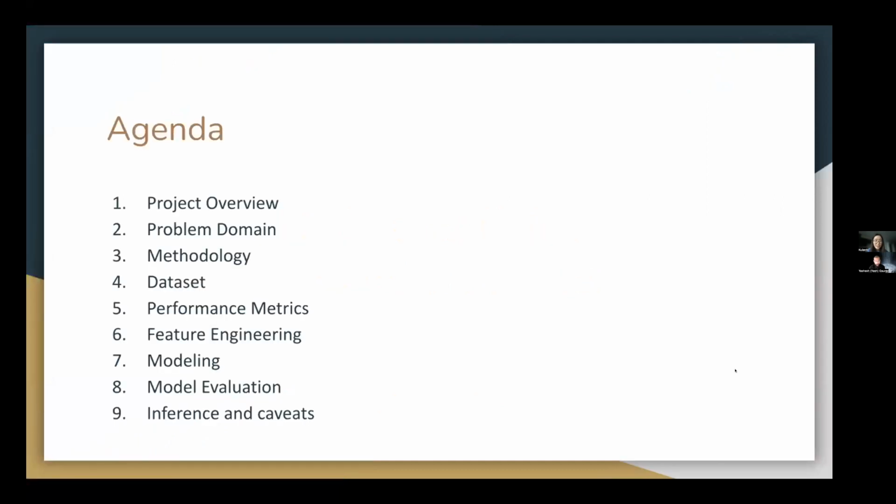And here's the agenda. First we will start with the project overview and the value of this project. Then we will move on to the problem domain, the methodologies and the dataset that we use, and our performance metrics, how we do the feature engineering, modeling, and model evaluations. And lastly, we will talk about the influence and the coverage of this project.